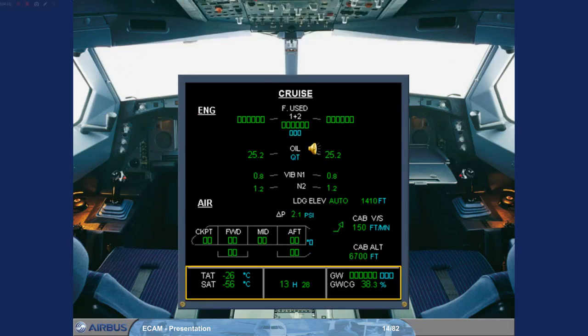The area at the bottom of the SD contains permanent data. Total air temperature, TAT. Static air temperature, SAT. Time. Gross weight. And gross weight center of gravity.